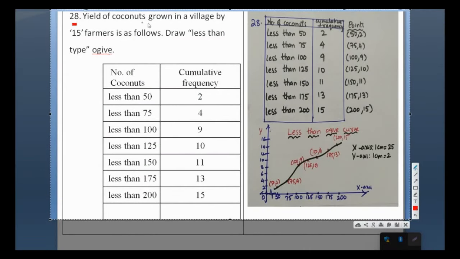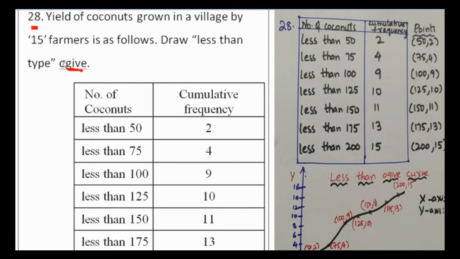28th question. Yield of coconuts grown in a village by 15 farmers is as follows. Draw the less than type ogive curve. So we have to draw the less than ogive curve. The question gives: less than 50, cumulative frequency 2; less than 75, 4; less than 100, 9; less than 125, 10; less than 150, 11; less than 175, 13; and less than 200, 15.